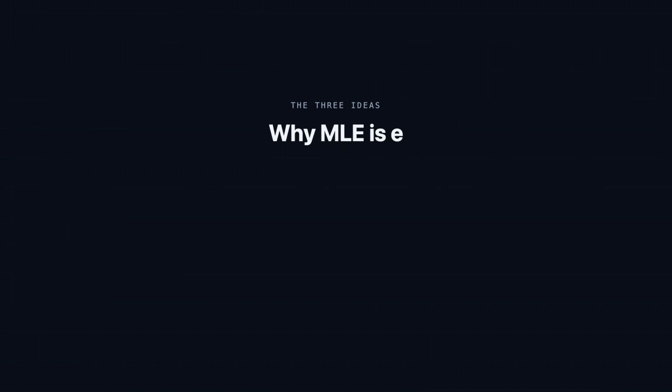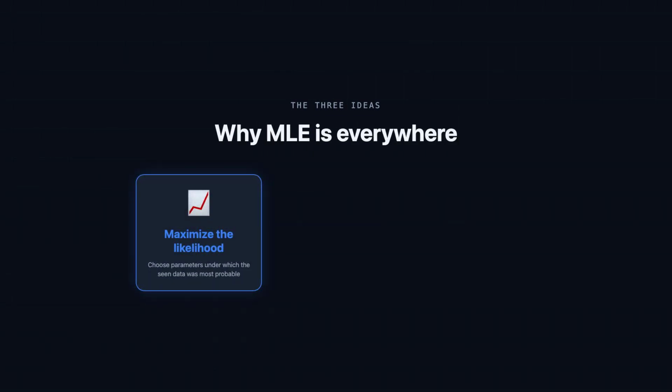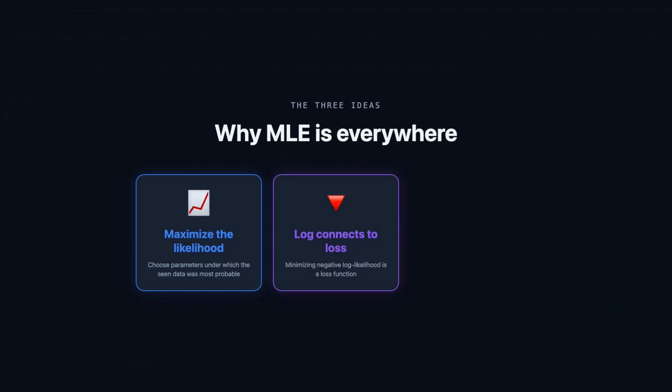Let us hold on to 3 ideas that capture the whole thing. Maximize the likelihood of the observed data. That is the entire rule. Among all possible parameter settings, choose the one under which the data you actually saw was most probable to occur. Working in log space connects it to real training. Minimizing the negative log likelihood is a loss function, the very kind you already push down with gradient descent, which is why so much of optimization is quietly maximum likelihood running under a different name.